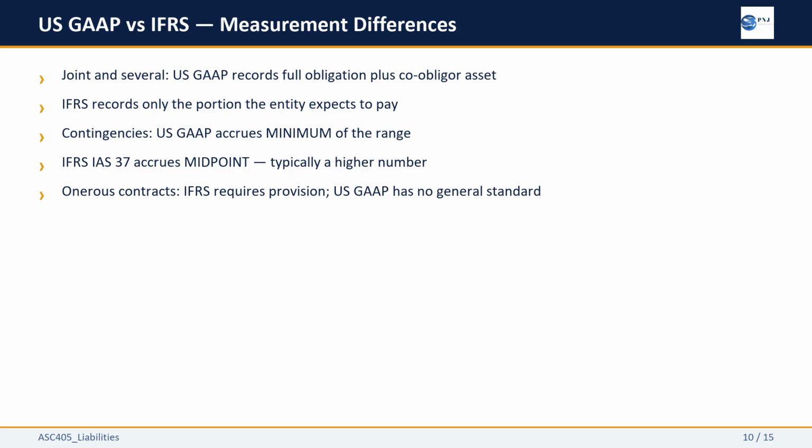On contingent liabilities, the gap is even sharper. US GAAP accrues the minimum of any range when no better estimate exists. IFRS uses the midpoint. That means IFRS provisions are typically higher. And for onerous contracts, where unavoidable costs exceed expected benefits, IFRS requires a provision. US GAAP has no general equivalent outside limited guidance in ASC 420.